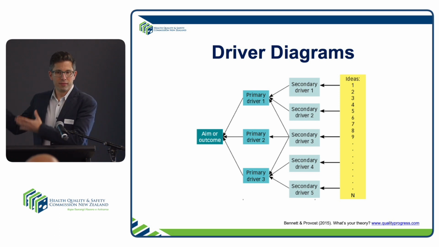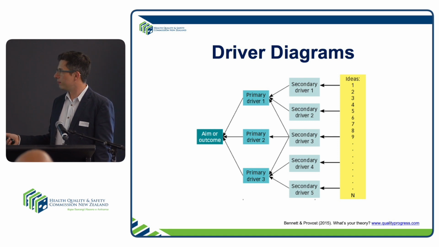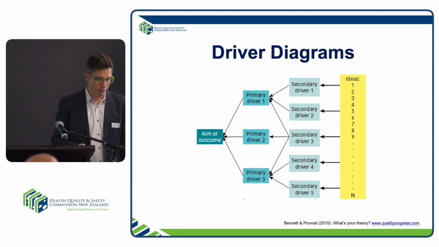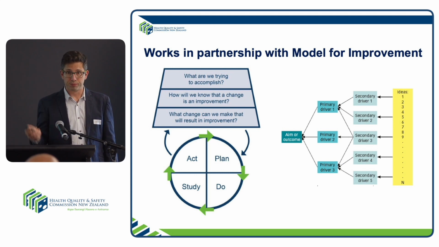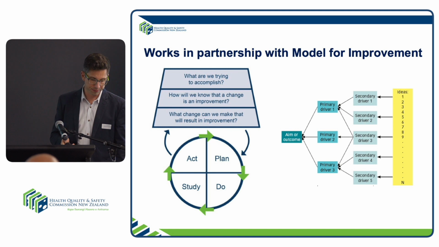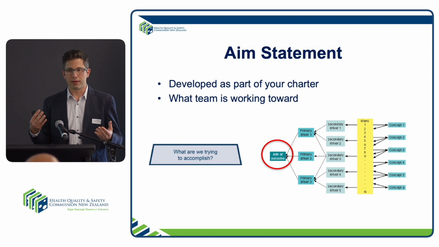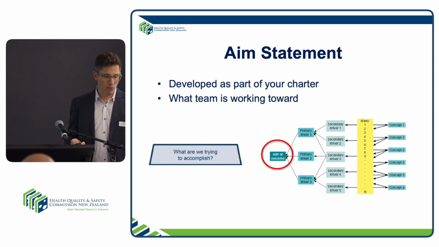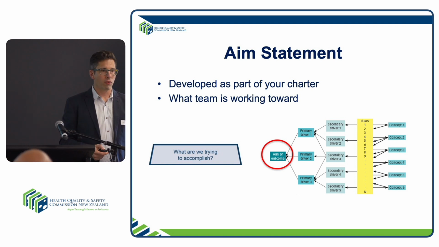So a driver diagram simply looks like this. It pulls together our aim, our different drivers, and the ideas that we come up with. I'm just going to work through this process, which works in collaboration with the model for improvement, and I'll show you how those work together. The aim statement is something you'll have developed as part of your charter. When we sit down and look at the driver diagram, it's an opportunity to refresh it and look at what the team is working towards. It ties into that overarching question from the model: what are we trying to accomplish?